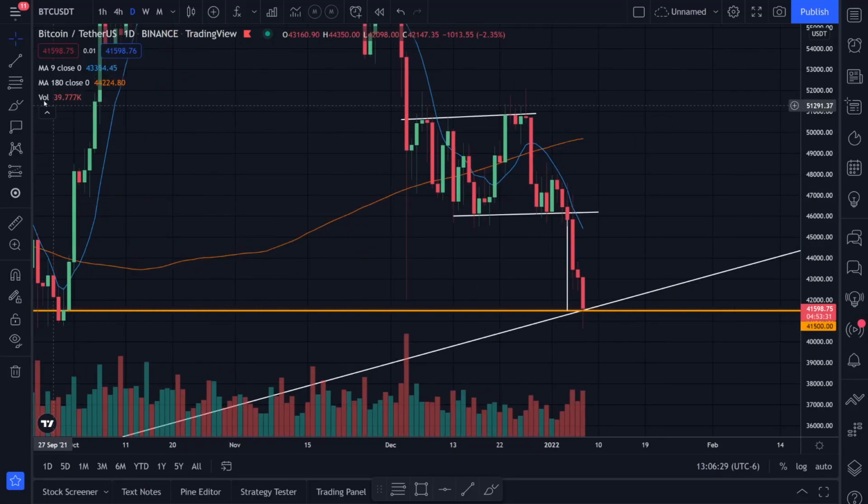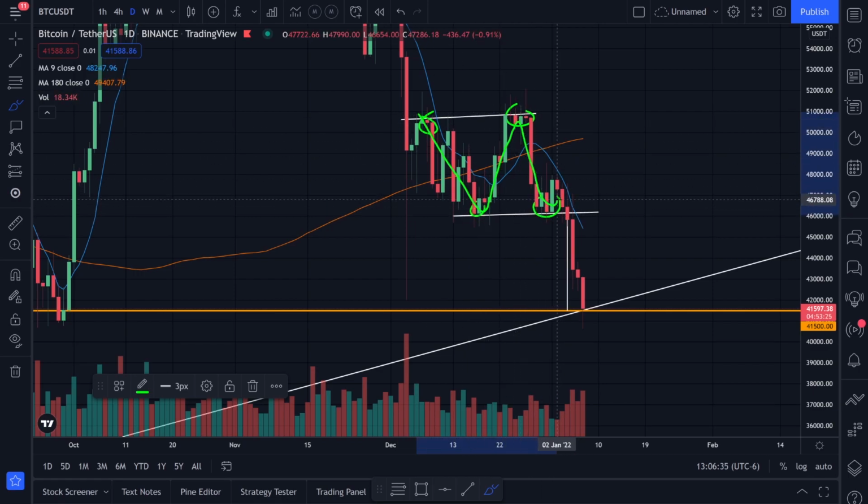Let's take a look at the chart for Bitcoin. Okay, so here's what we're looking at. We had resistance right here, resistance, support, support. I was watching this little channel pattern like that. We got a breakout to the downside.